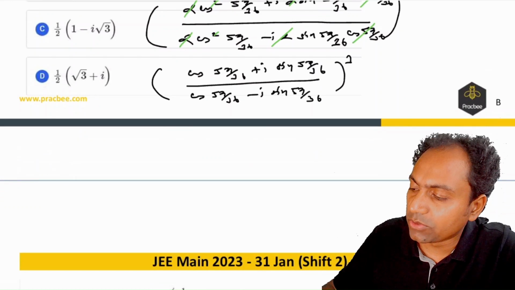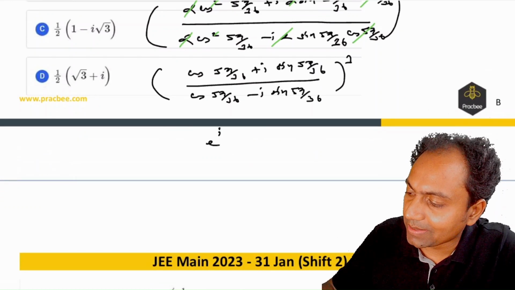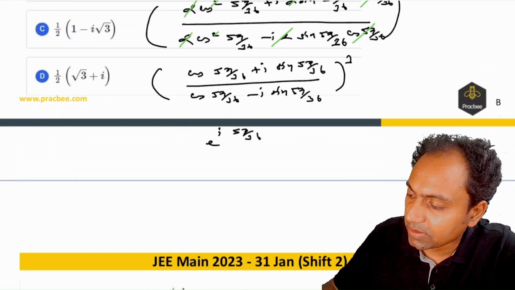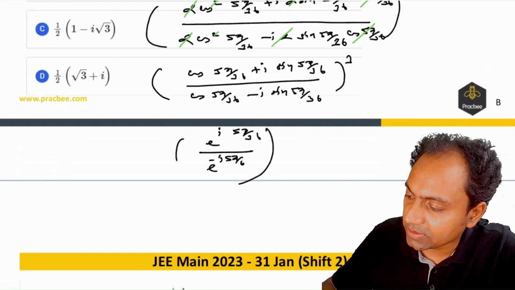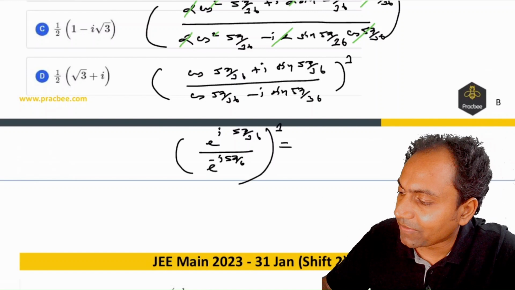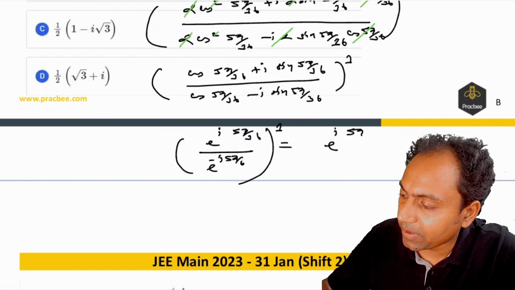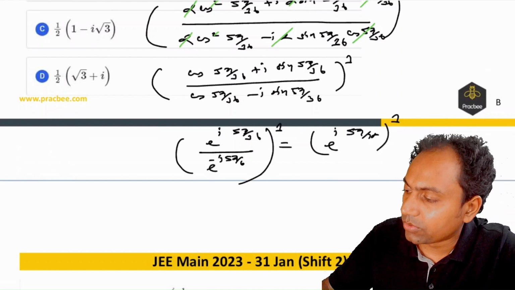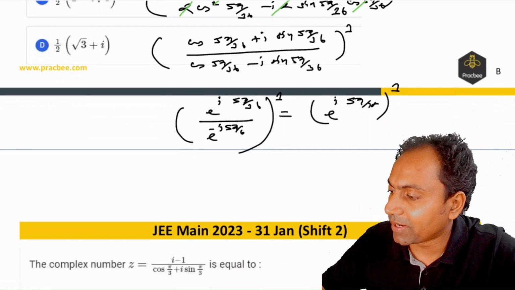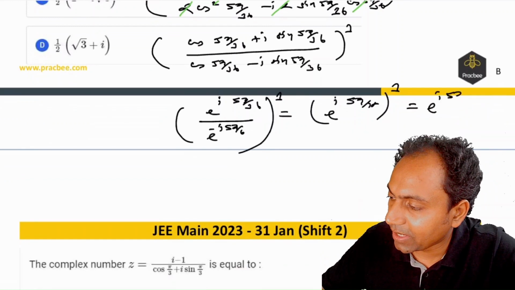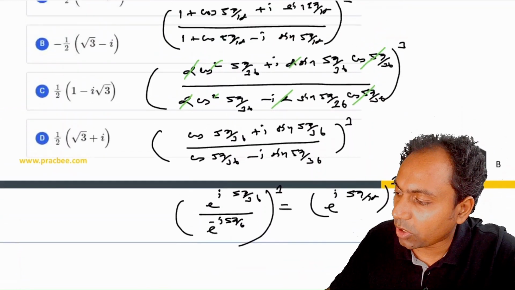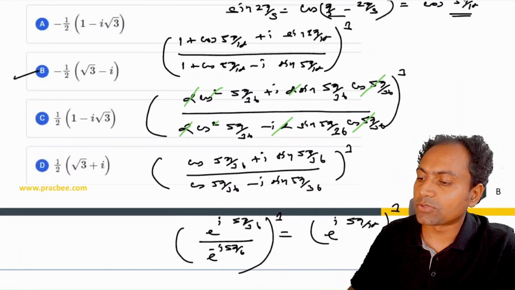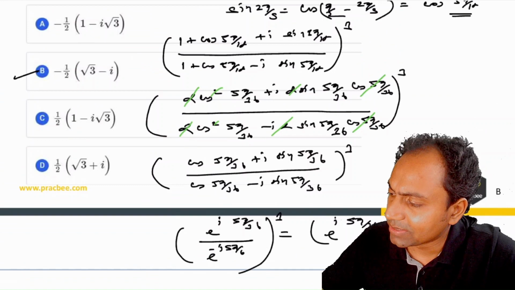Now what you can do is the numerator part we can write as e raised to the power i 5 pi by 36. Denominator becomes e raised to the power minus i 5 pi by 36 raised to the power 3. And if you simplify it is e raised to the power i 5 pi by 18 into 3. And if you simplify it becomes e raised to the power i 5 pi by 6. And if you simplify this, it becomes our option B, that is minus root 3 by 2 plus i by 2. If you want, I can simplify it.